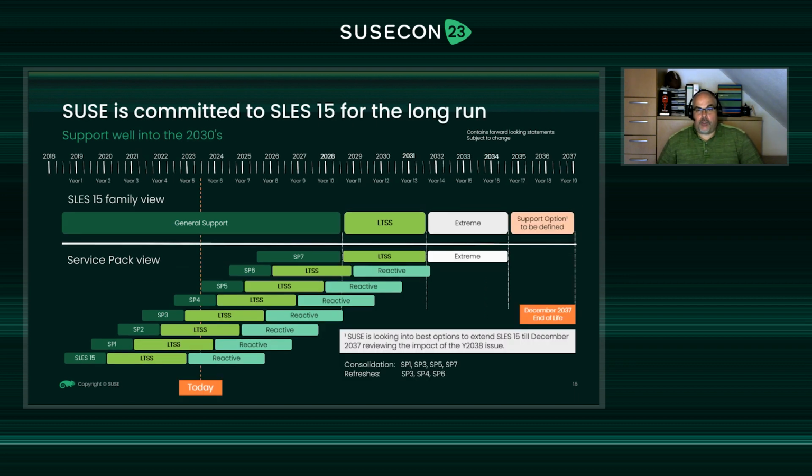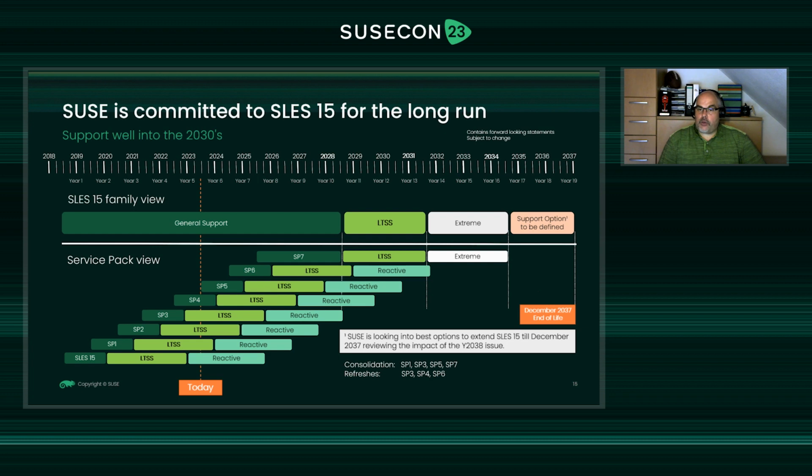Now let's explore the life cycle of /15, which is currently in active development. /15 SP5 is being released this summer, marking another milestone in its journey. You can expect an announcement around the time of SUSE. /15 follows a similar life cycle pattern since /12. We have the yearly service pack releases and the 6 months overlapping general support.